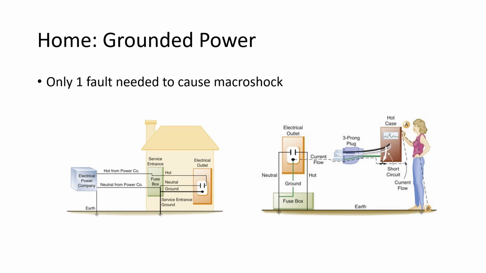In a typical home, electricity comes from the power company through the hot or the live wire and is grounded through the earth. This is grounded power. So if there is a fault, which is an accidental connection between a source of electricity and the electrical ground, i.e. a short circuit in your house, and you touch it, you become part of the circuit because you have 2 points of contact, the faulty equipment and the ground, because the ground is part of the circuit. And there's a voltage source from the power company, so you are shocked. It is important to note that in grounded power, you only need one fault to cause macroshock.